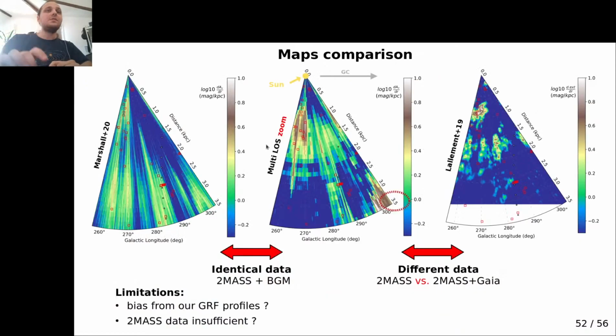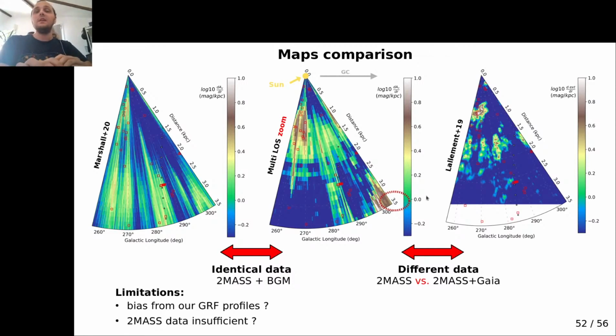So while the comparison with Marshall was quite fair because we were using identical data with 2MASS and the Besançon Galaxy model, if we want to compare to other maps, we have to limit ourselves to small distances because most of the other maps are using, for example, Gaia. And it is much more difficult to do the comparison because we are not using the same data.